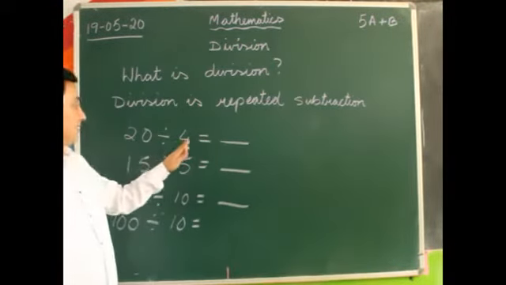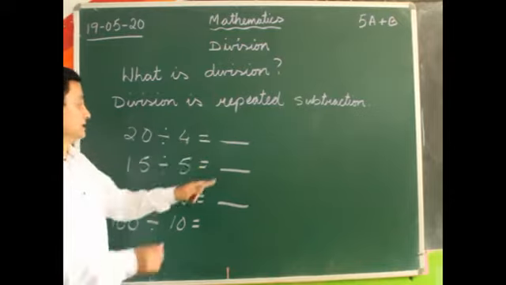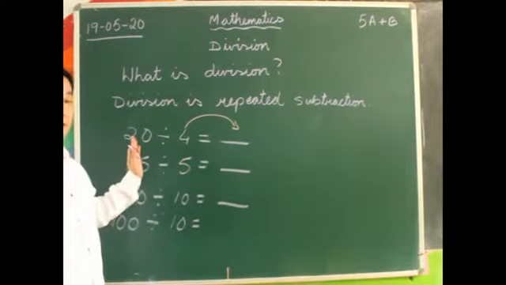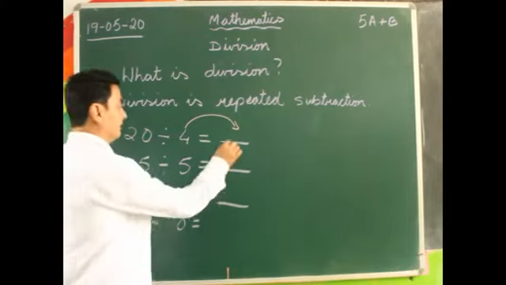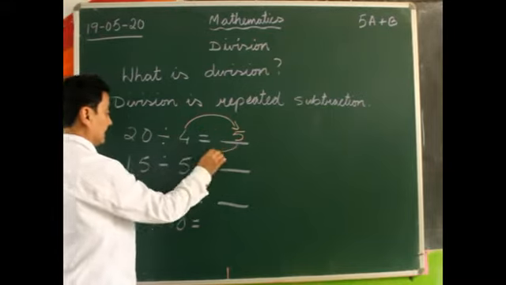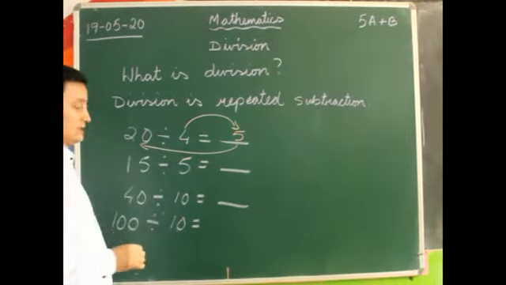20 divided by 4. 4 dash are 20. 4 fives are 20. That's the way to check your answer.